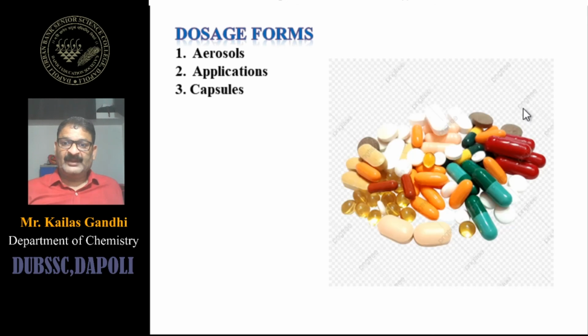Okay. Next one is a capsule. We are familiar with that. Either the capsule is of this type or completely coated capsules are there. When the material goes into the gastrointestinal tract, the outer coating gets dissolved and the contents get dispersed into the gastrointestinal tract for absorption.